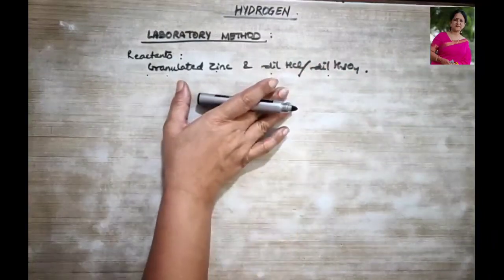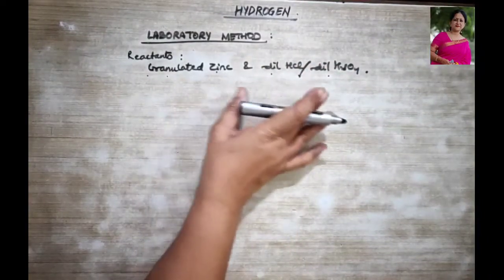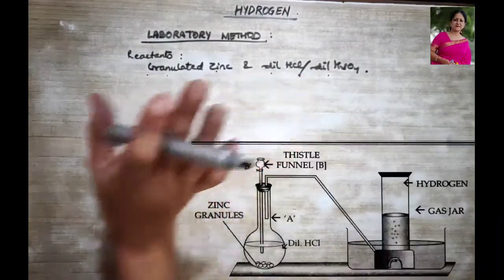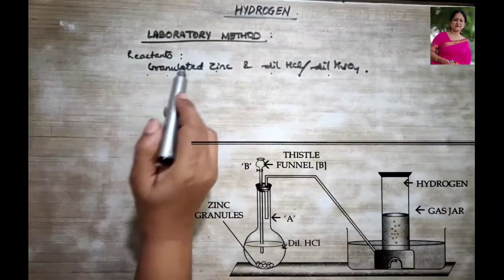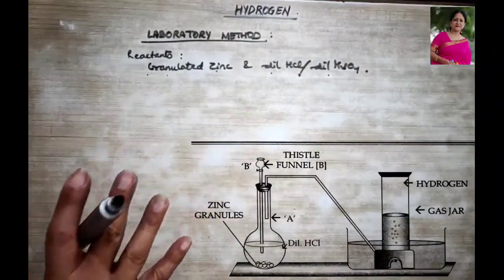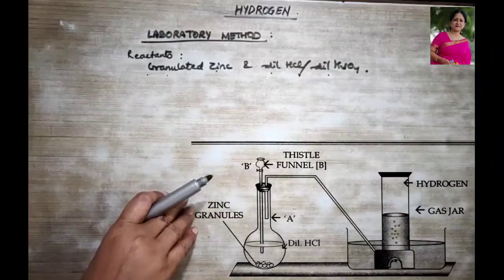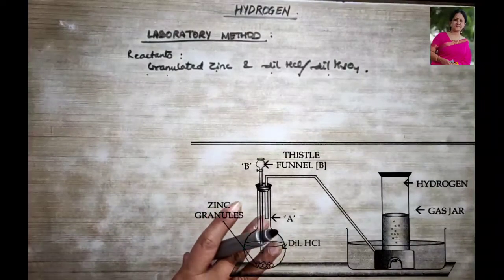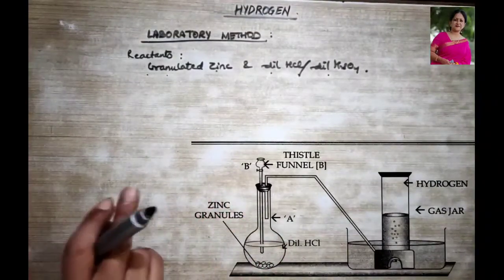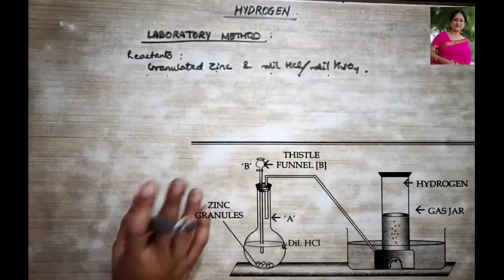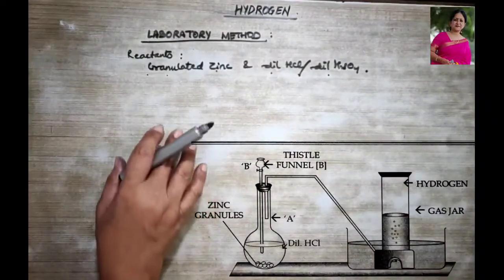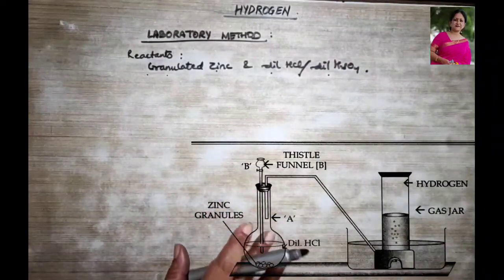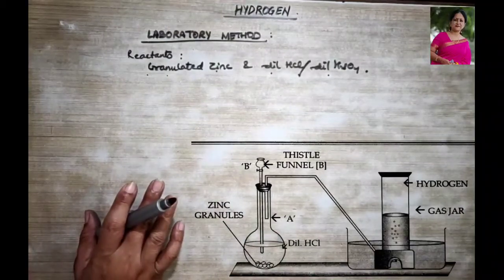Now let us go back to our reactants, granulated zinc, and we take either HCl or dilute H2SO4. So some small pieces of this granulated zinc are placed in the flat bottom flask and it is fitted with an airtight cork, right, with two holes in it. Therefore, from one hole we pass a thistle funnel which has a long stem, and through the other we pass a long delivery tube that you can see in the figure over here.